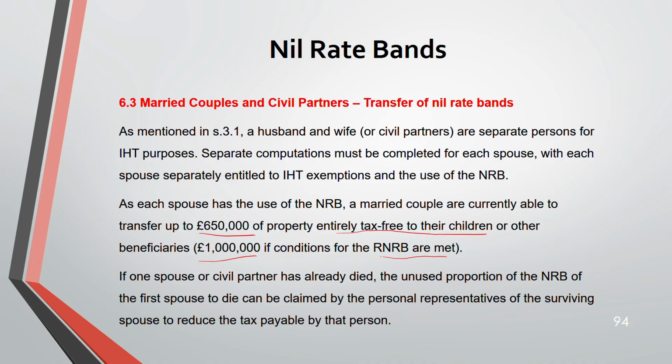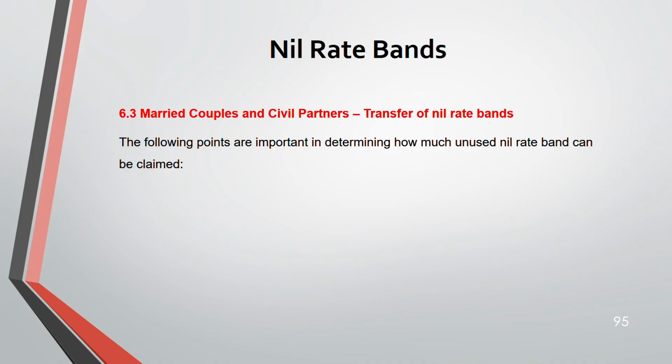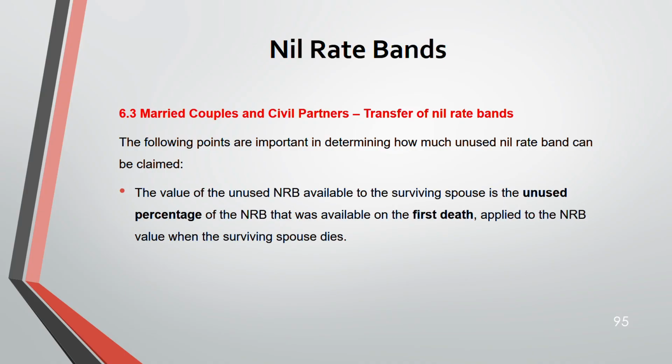If one spouse has died, then any unused proportion of the nil rate band of the first person to die can be claimed by the surviving spouse, so that the surviving spouse's tax is reduced. These are the following points that are important in determining how much unused nil rate band can be claimed. First, the value of the unused nil rate band to the surviving spouse is the unused percentage of the nil rate band that was available on the first death, applied to the nil rate band when the surviving spouse dies.